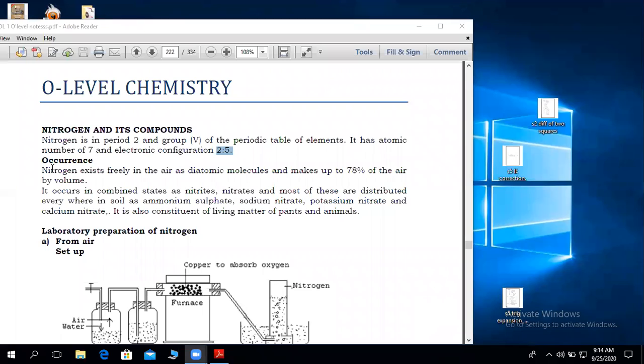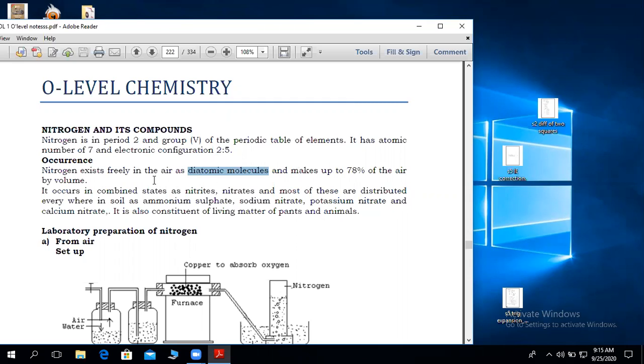Occurrence of nitrogen. Where do we find nitrogen? How does it exist? We are saying nitrogen exists as a diatomic molecule because it is a gas. You can never find where we have written nitrogen gas as N. It is always N2, meaning that it is a gas. All gases exist as diatomic molecules.